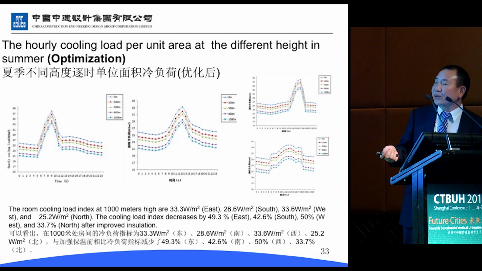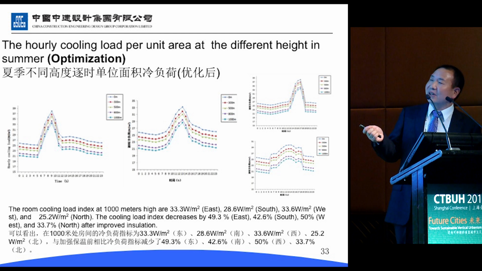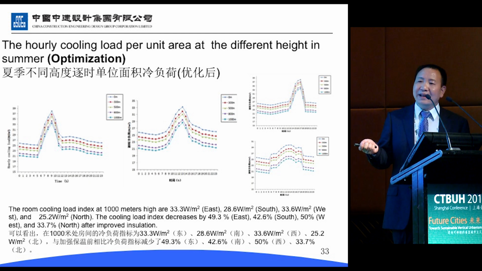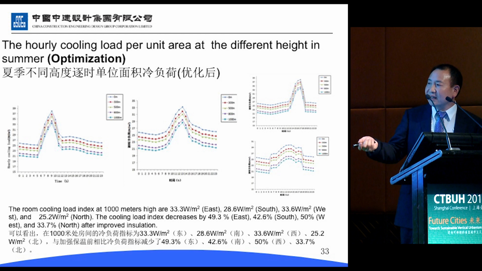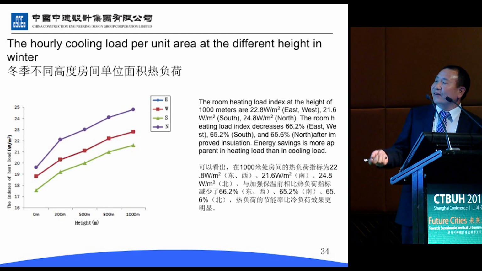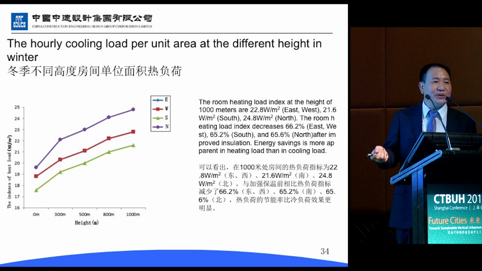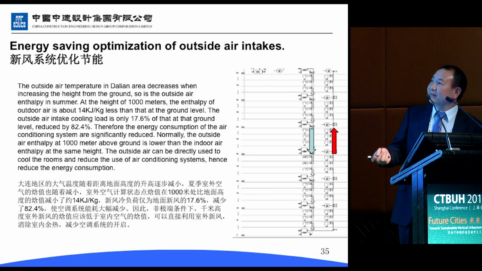This is the hourly cooling load per unit area at different height in summer. So the room cooling load index at 1,000 meters high is 33.3 on the east side, and so on and so forth. And the cooling load index decreases by almost 50% on the east side.